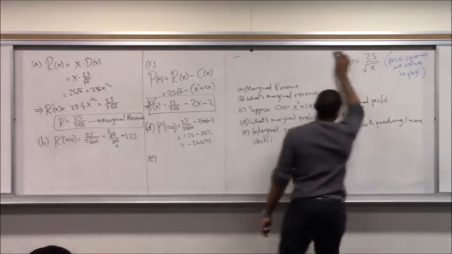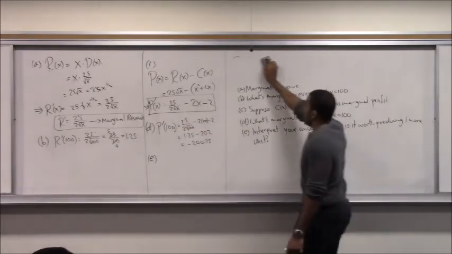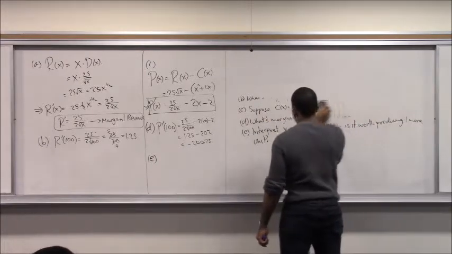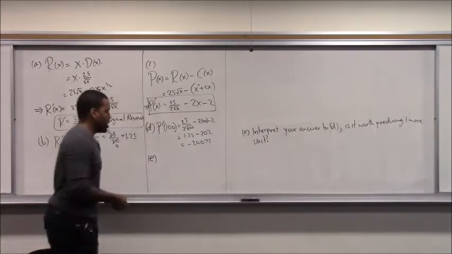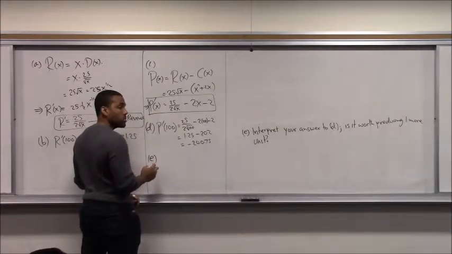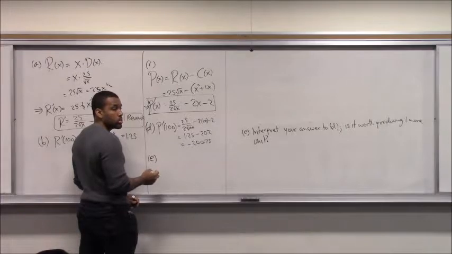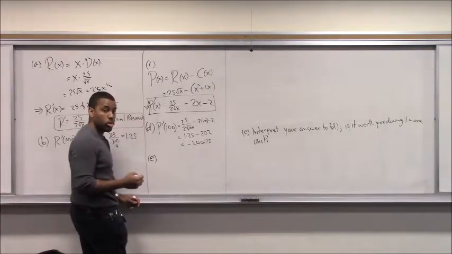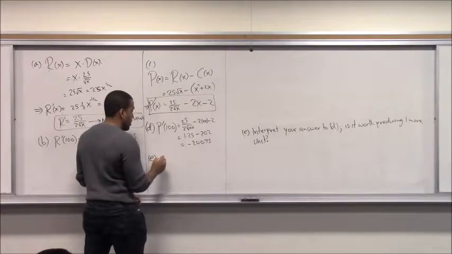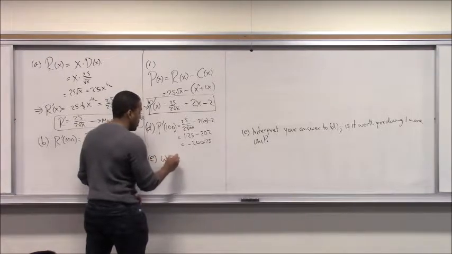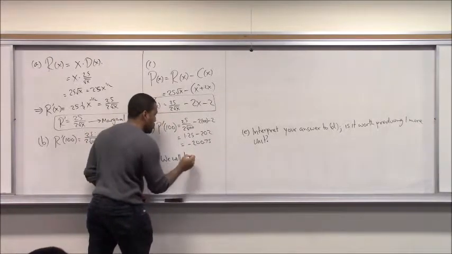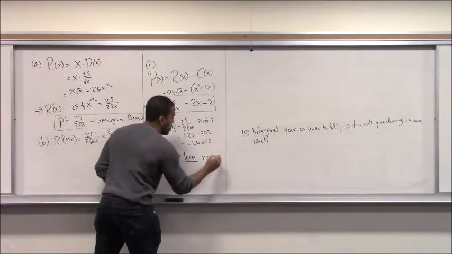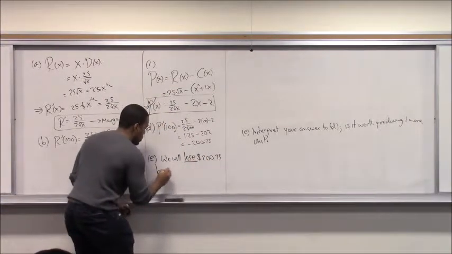Okay, so I want you to interpret that number and then tell me, is it worth making one more unit? Right, so what would you say this means? So the interpretation here is that if you make one more, you're going to lose $200. This means we will lose $200 by producing one more.